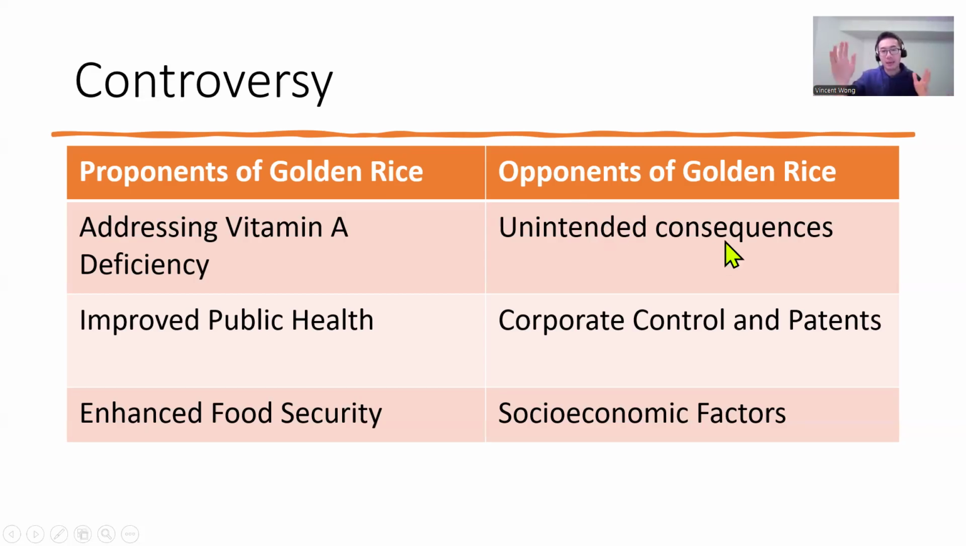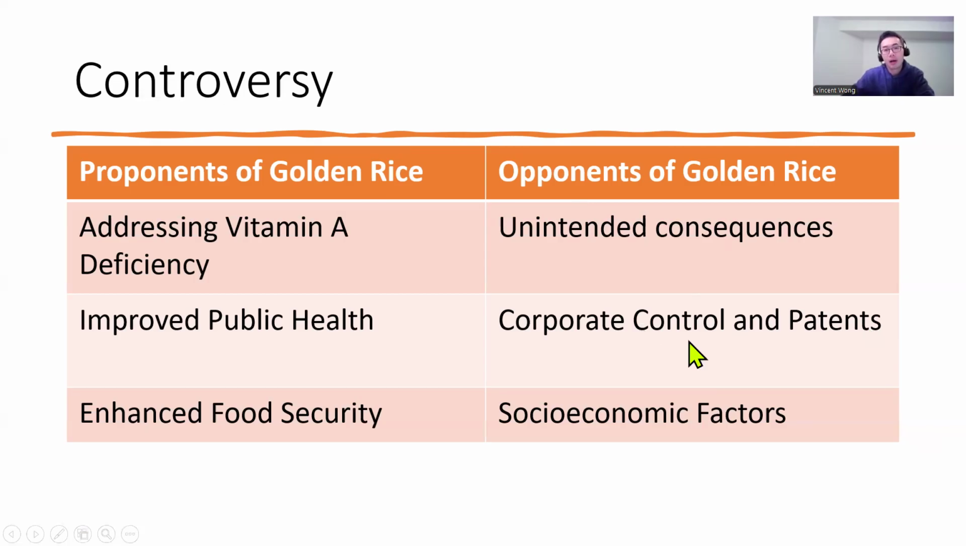All right. Anyways, another argument is that there are corporate control and patents. Obviously, these are very advanced technologies, and companies spend a lot of money coming up with these engineered products, and a lot of them have patents on it.